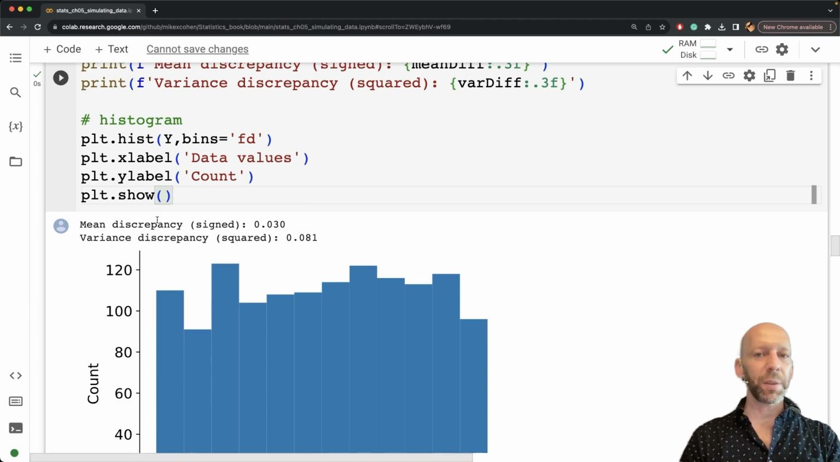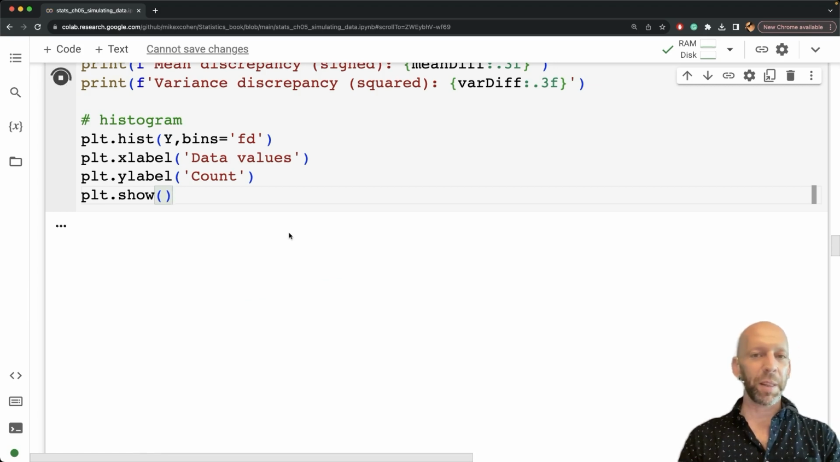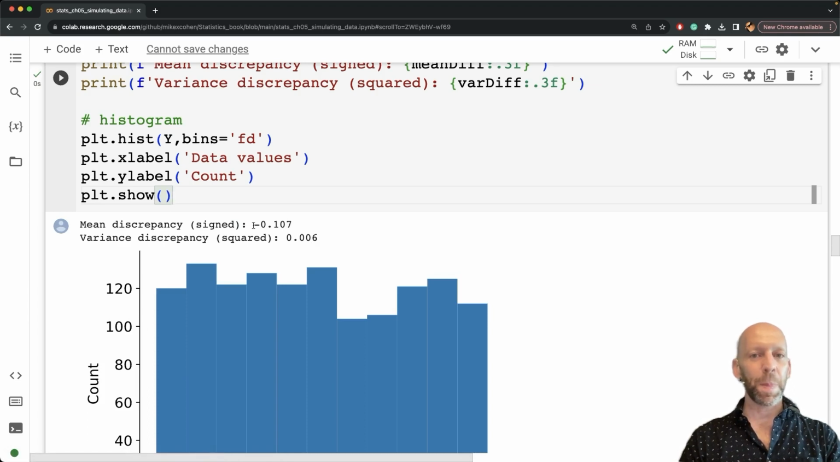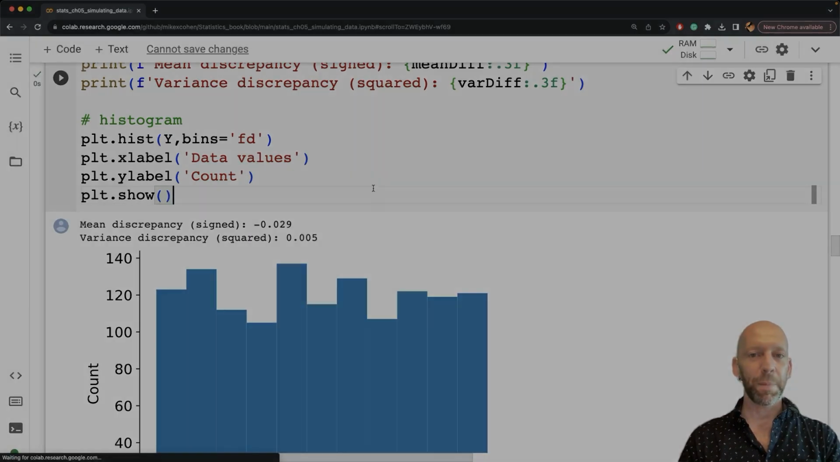So here we see the discrepancies are pretty small. We want these to be zero. So we can run this again a few times, and you see they're always pretty close to zero. Now, the mean discrepancy can be negative. The variance discrepancy can never be negative because that's some quantity squared.